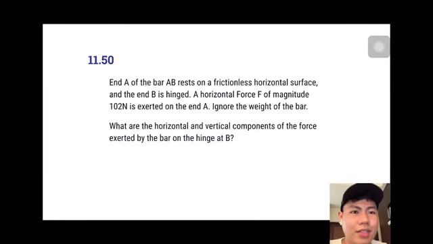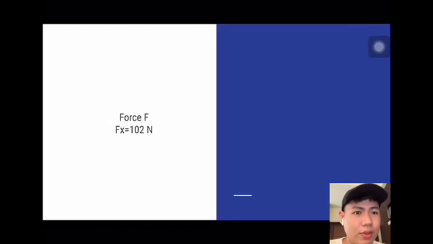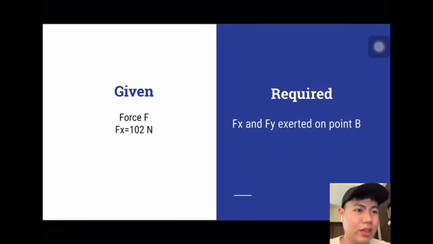Okay guys, for our last problem, end A of bar AB rests on a frictionless horizontal surface, and end B is hinged. A horizontal force F of magnitude 102 newtons is exerted on end A. Ignoring the weight of the bar, what are the horizontal and vertical components of the force exerted by the bar on the hinge at B? So, we are given a force F which only acts on the horizontal plane, equal to 102 newtons, and all we are looking for are the horizontal and vertical components exerted at point B, which is the hinge.